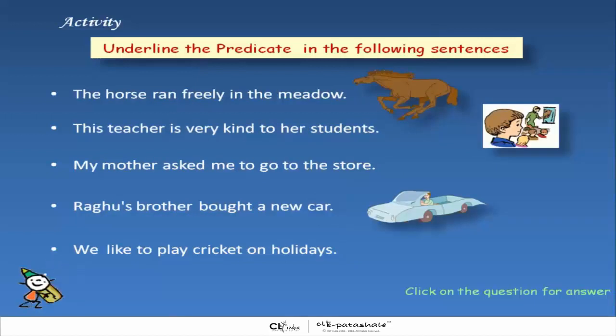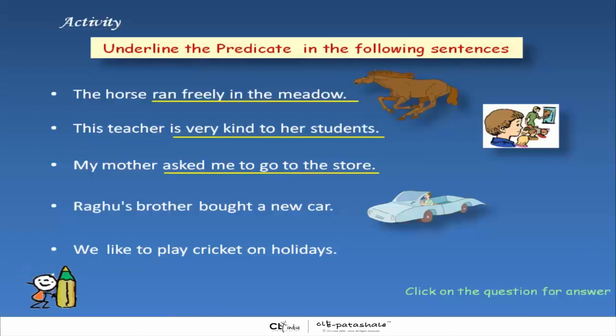To move on with some more examples. The horse ran freely in the meadow. Ran freely in the meadow is the predicate. This teacher is very kind to her students. Is very kind to her students is the predicate. My mother asked me to go to the store. Asked me to go to the store is the predicate.